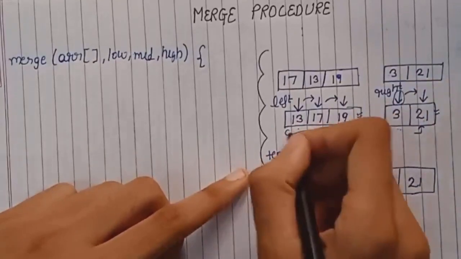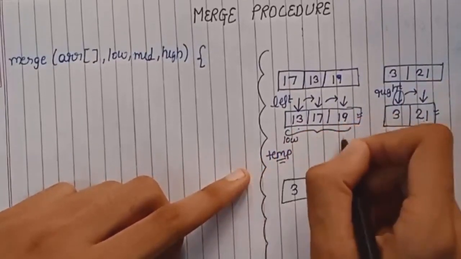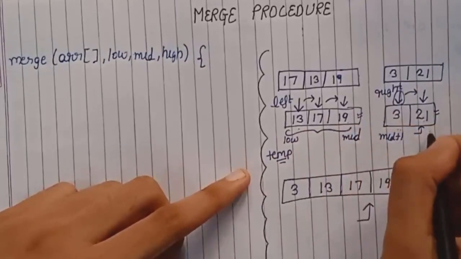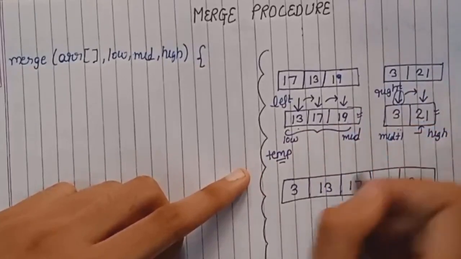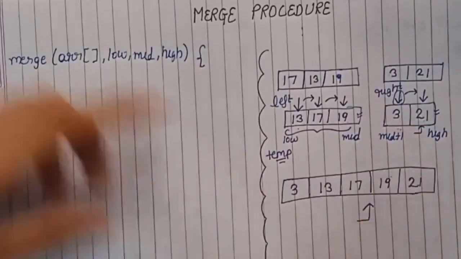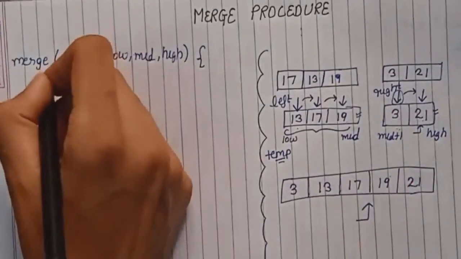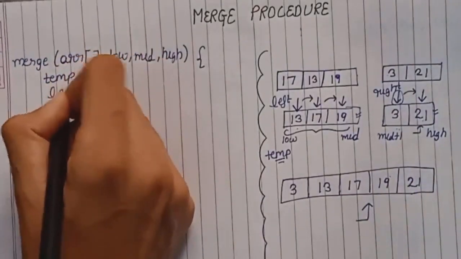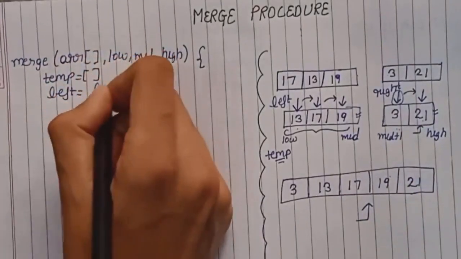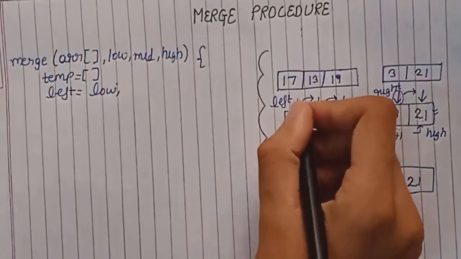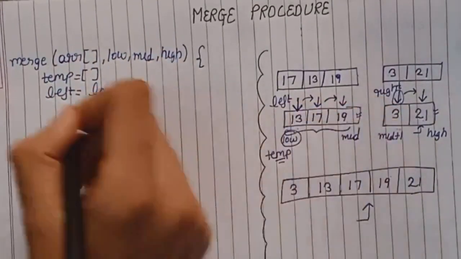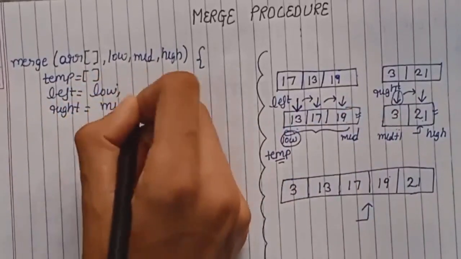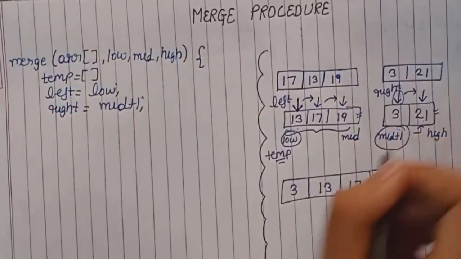And now we know that the first array is from low to mid, and the second array is from mid plus 1 to high, which we can note from the merge sort code itself. So now here I will make a temporary array. Now the left pointer will be set at low. You can note that initially the left pointer is set at low and the right pointer will be set at mid plus 1, that is here.